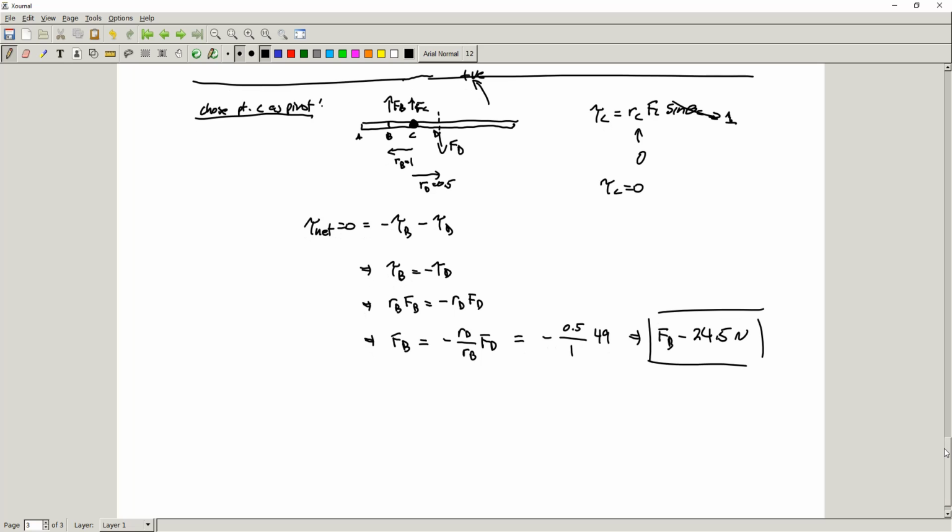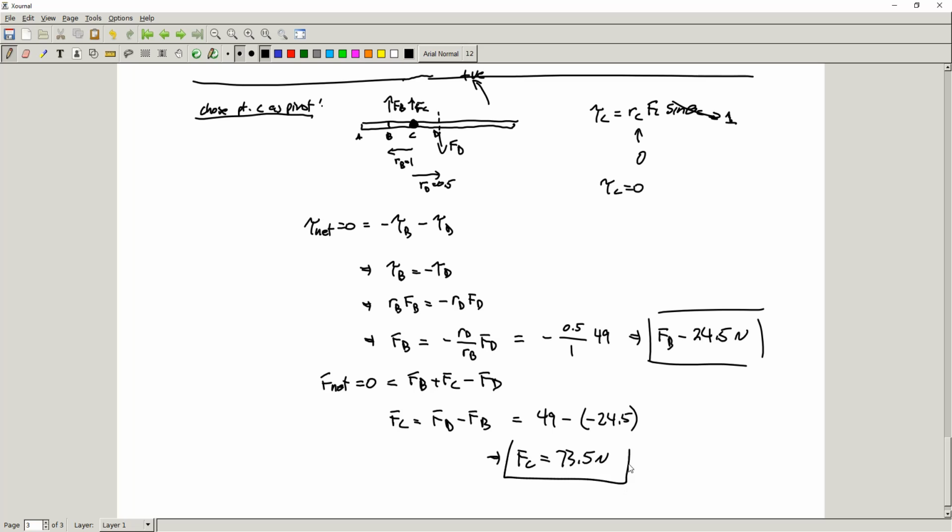And we can very quickly see that using our first equilibrium condition, Fnet equals 0 equals FB plus FC minus FD. We can solve for FC. So FC equals FD minus FB. And if we substitute in values for that, we're going to end up with 49 minus negative 24.5, giving us a value for FC of, what is it, 73.5 newtons, right? So again, we see the same result.